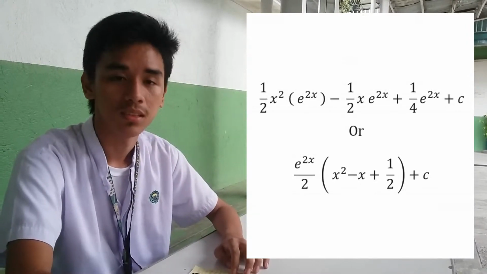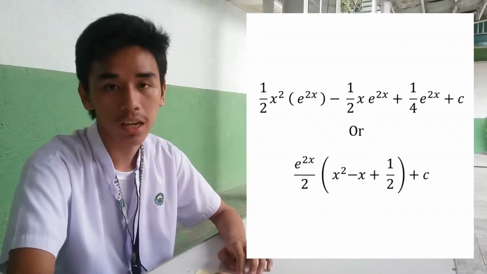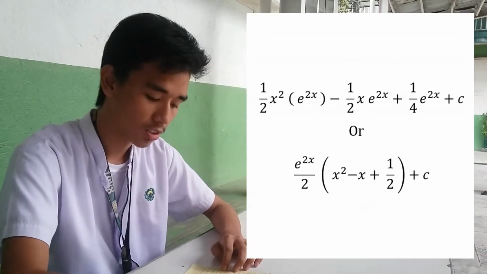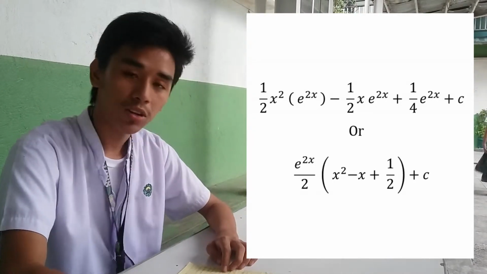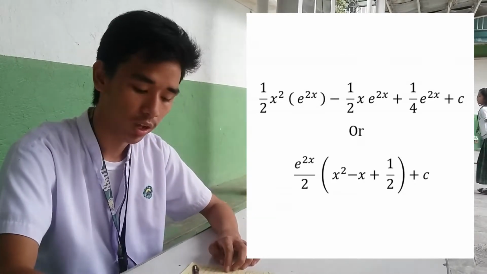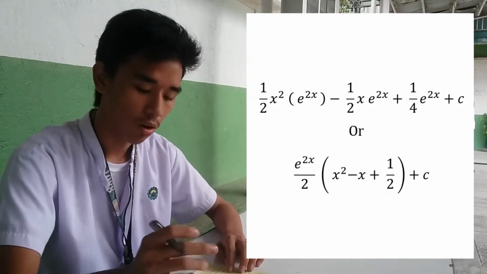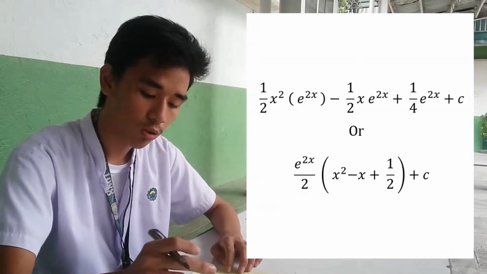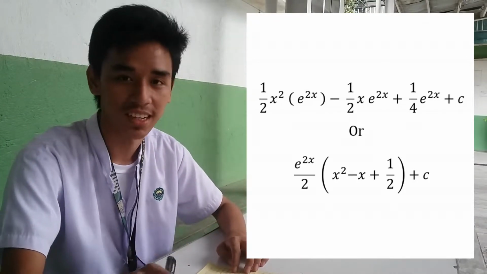After factoring, distribute the 1/2 to the x times e raised to 2x minus 1/2 e raised to 2x. Then we get the final answer, 1/2 x squared times e raised to 2x minus 1/2 x times e raised to 2x plus 1/4 times e raised to 2x plus c, or factor out e raised to 2x, so we get e raised to 2x times bracket 1/2 x squared minus 1/2 x plus 1/4 plus c.